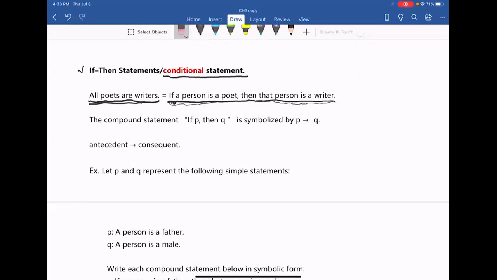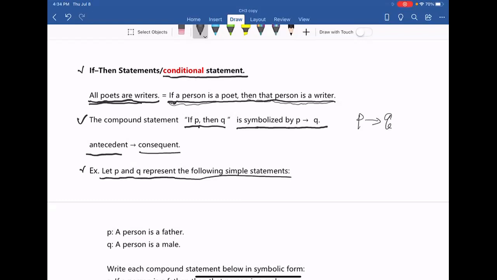The compound statement "if P, then Q" is symbolized by P → Q. We use this symbol to express "if P, then Q". P is the antecedent, and Q is the consequent. For example, let P and Q represent the following simple statements.